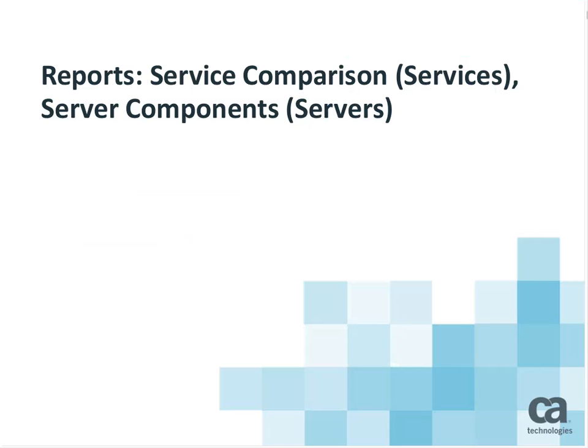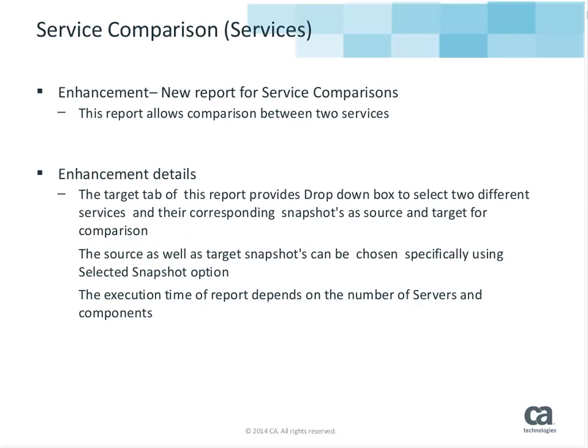Okay. So now we're going to go ahead and take a look at some of the reports: server comparison, services, component servers. We had an enhancement, and now it's part of 12.8.1. New report for service comparison. This report allows comparison between two services. We want the comparison between current data of two services or snapshots which are designated.